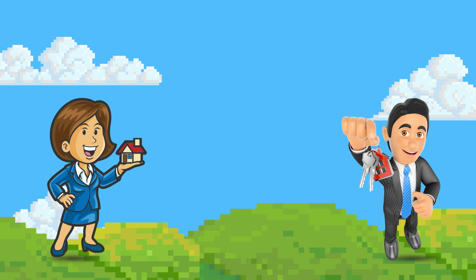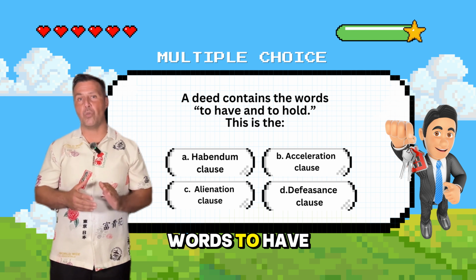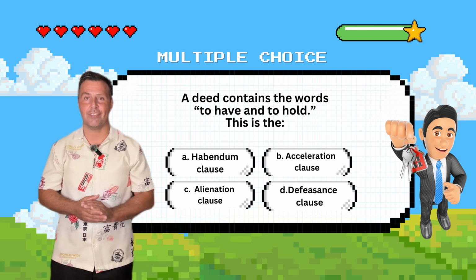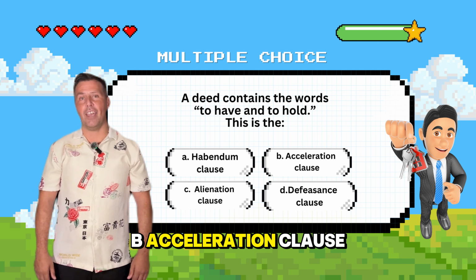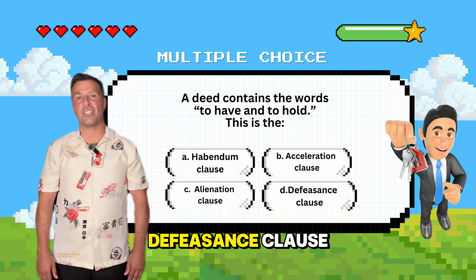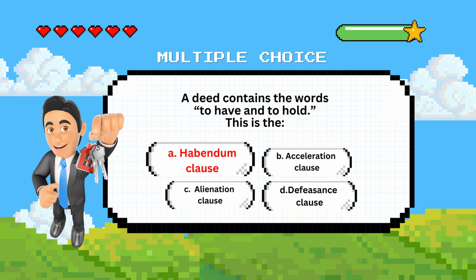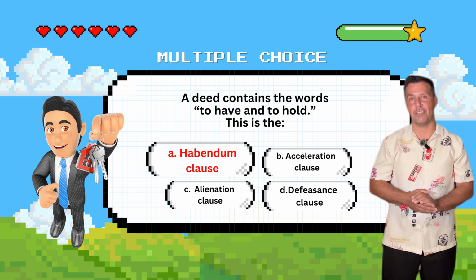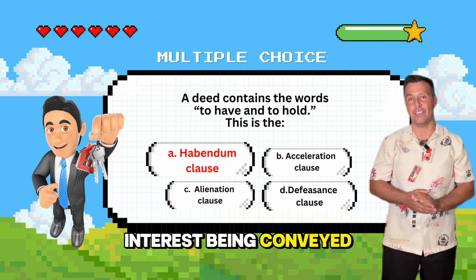Part 8. Let's talk about deeds, title, and closing. Question 45. A deed contains the words "to have and to hold." Now this is A, a habendum clause, B, acceleration clause, C, alienation clause, or D, a defeasance clause? The answer is A. Habendum clause. The habendum clause defines the ownership interest being conveyed.